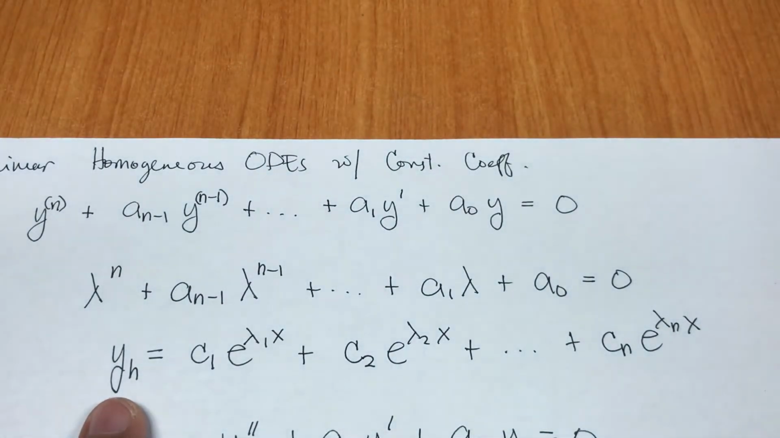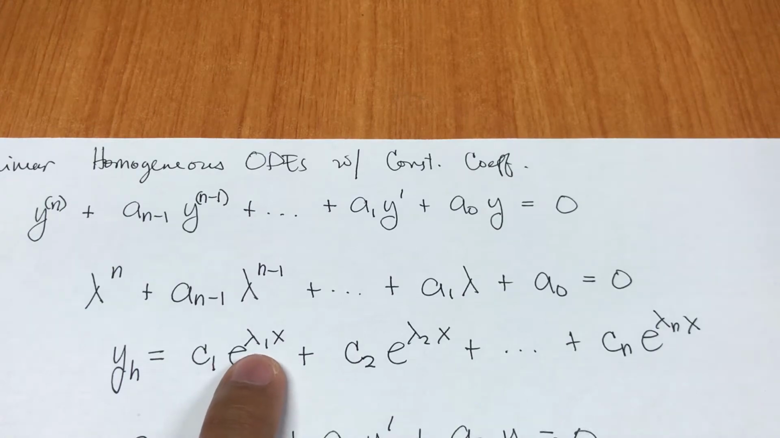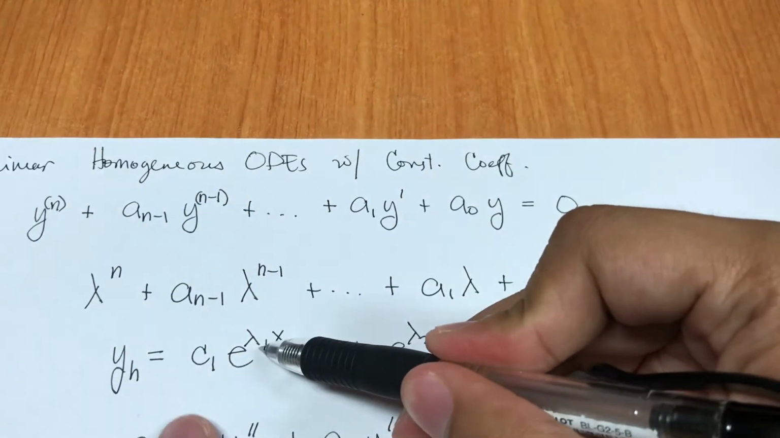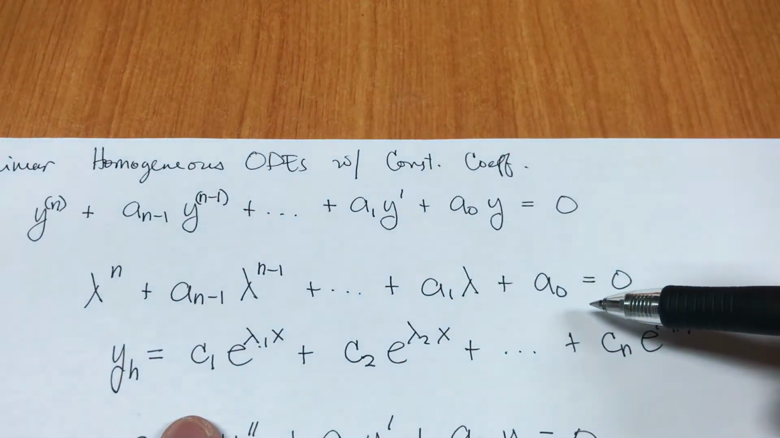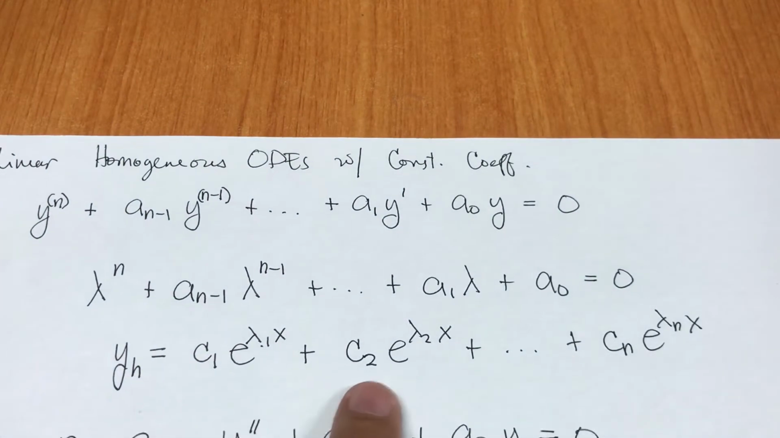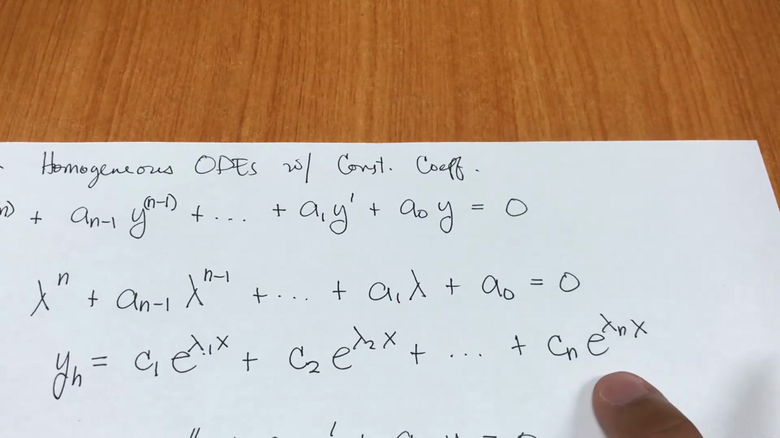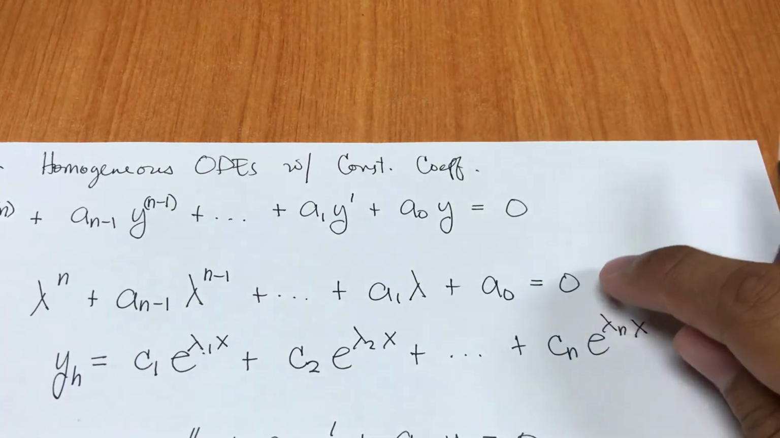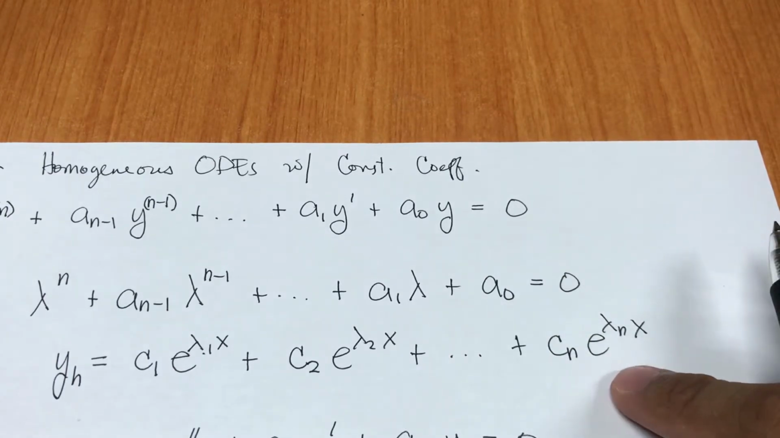Y is equal to an arbitrary constant C1 times e to the power of lambda 1 times x, where our lambda is one of the roots of that polynomial. Okay? So C1 e to the power of lambda 1 times x plus C2 times e to the power of lambda 2 times x, so on and so forth, c sub n times e to the power of lambda n times x. So whatever the order of the differential equation, the number of roots equals the number of linearly independent solutions.